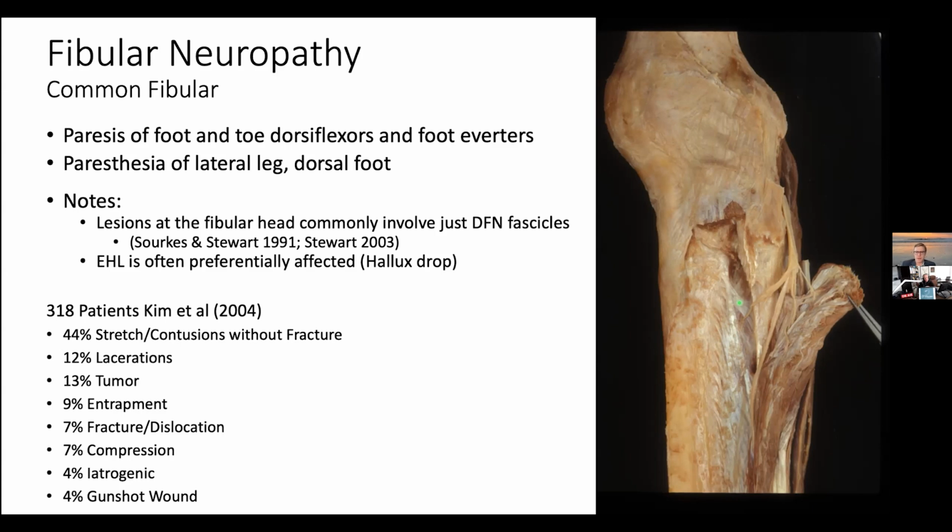Now, do you think the deep fibular is more affected than the EHL just because it has to course through a couple more septa to get down to it? That would be my guess, yeah.